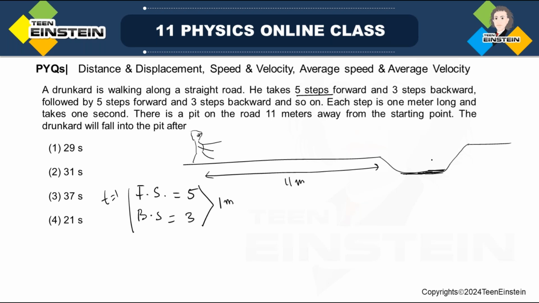Now the drunk man will fall into the pit after how much time? That you have to find out. So after how much time will the drunk man fall into the pit? 29 seconds, 31 seconds, 30 seconds, 37 seconds, 21 seconds. What is the correct answer here?